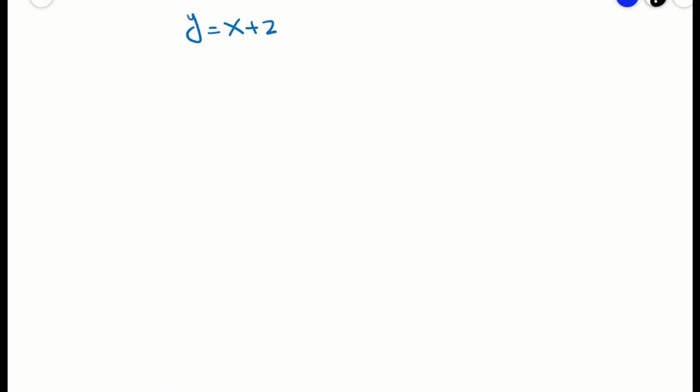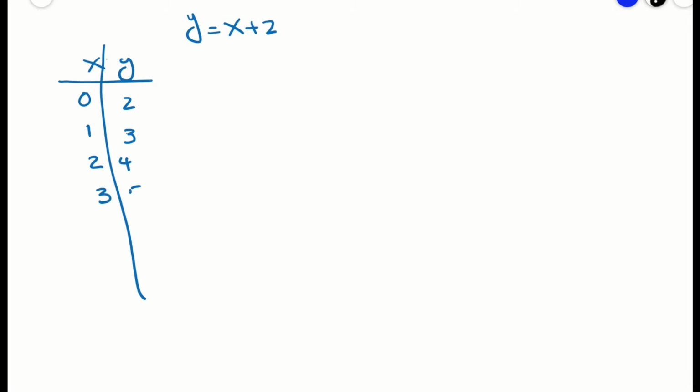equals x plus 2, you don't have just one solution. You have many, many solutions. In fact, you have infinitely many solutions. If we look at a few of them, for example, if x is 0, you get y equals 0 plus 2, which is just 2. If x is 1, you get 1 plus 2, which is 3. If x is 2, you get 2 plus 2, which is 4, etc. 3 will give you 5.